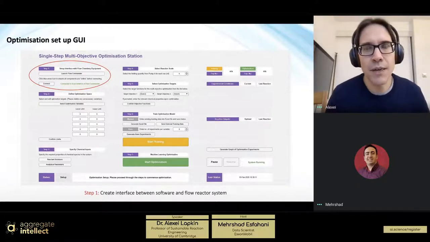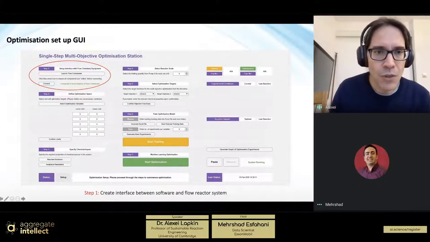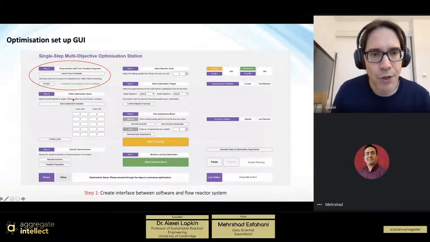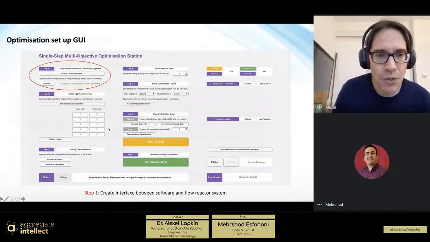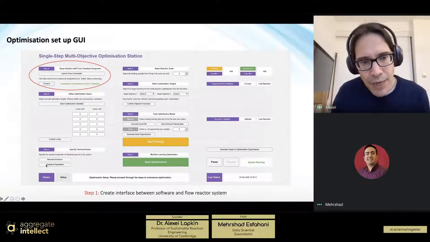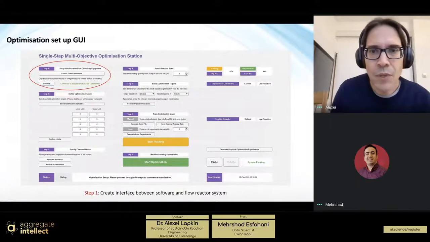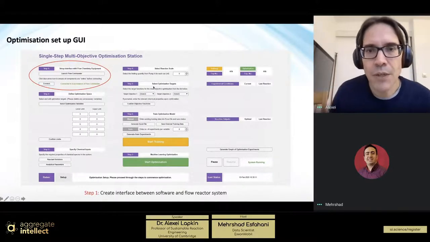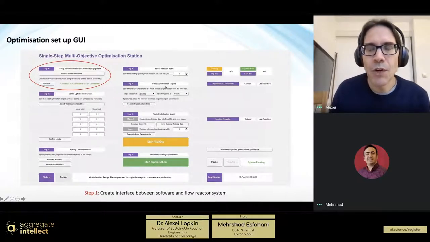It's all done at the back. So it starts with launching the connection to the flow experiments, then defining an optimization space. What do you actually optimize and what are the limits for those? Then looking at the analytical parameters for the system, then selecting the scale, so what's the size of the droplet you're using, then looking at what you're actually going to optimize. Are you going to optimize for yield, for selectivity, for environmental impact, for cost?